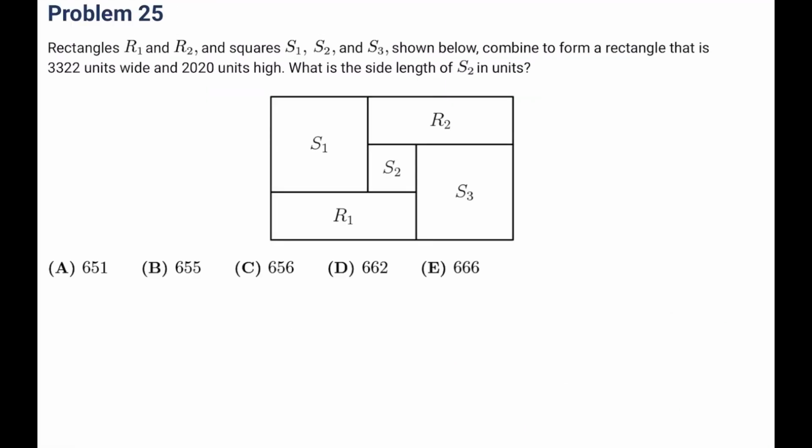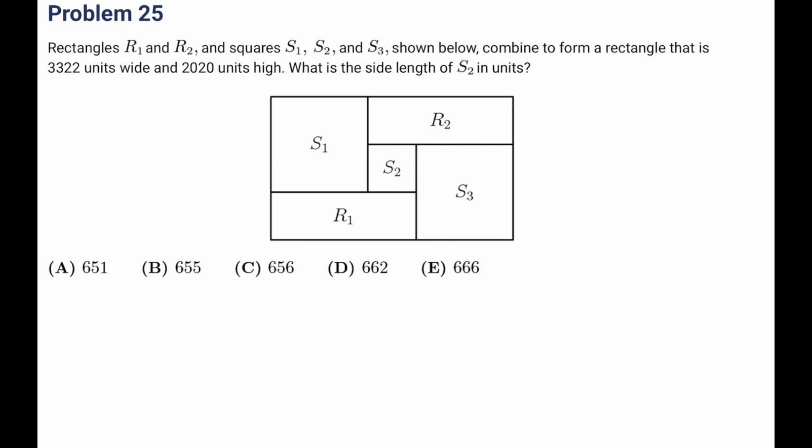Rectangles R1 and R2 and squares S1, S2, and S3 shown below combine to form a rectangle that is 3,322 units wide and 2,020 units high. What is the side length of S2 in units? So we first want to start by labeling these side lengths with variables so that we can solve for S2.